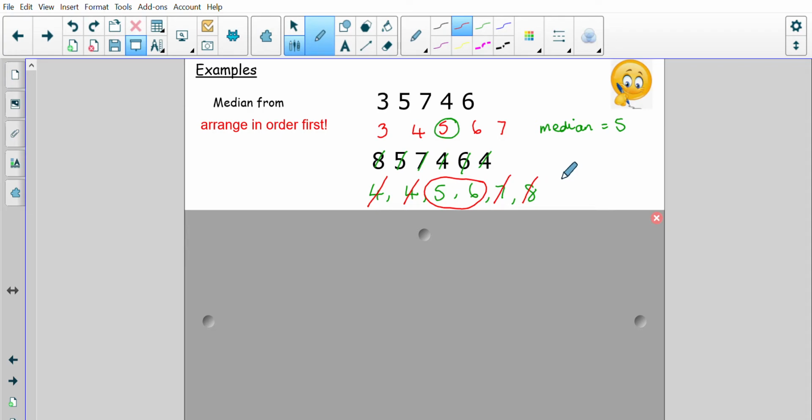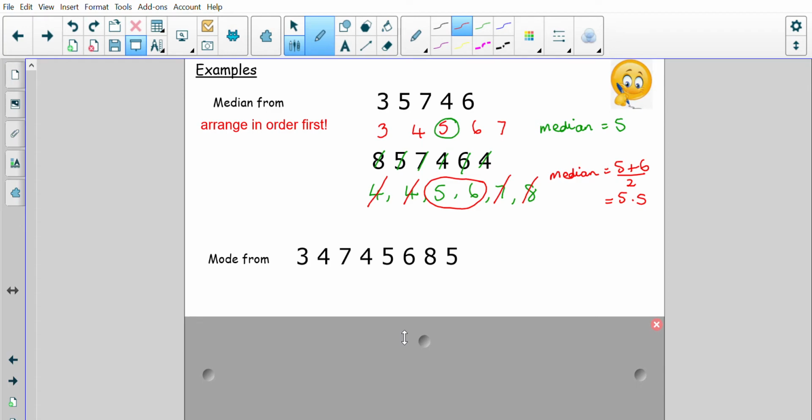But if it's not obvious where halfway is, then the easy way to find out halfway between 2 numbers is to add them up, 5 plus 6, and divide by 2. 5 plus 6 gives me 11. Divide by 2 gives me 5.5. So if it's not obvious where halfway is, adding the 2 numbers and halving it will always give you halfway. So this time I've got a median of 5.5.